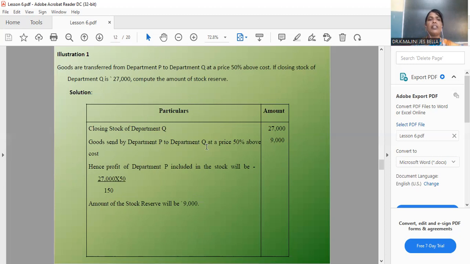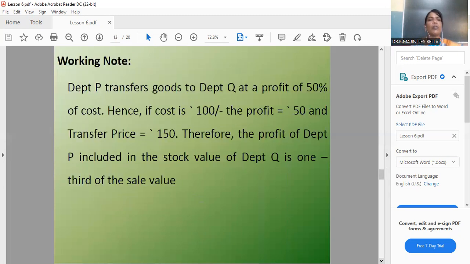27,000 are there, right? So here I have given the calculation. The working notes are also given. Department P transfers goods to Department Q at a profit of 50% on cost, right? They are mentioning the profit of 50%. Hence, if cost is 100, the profit is 50.